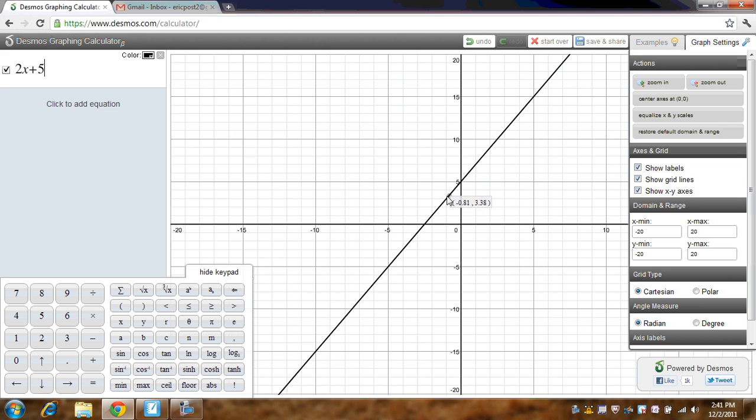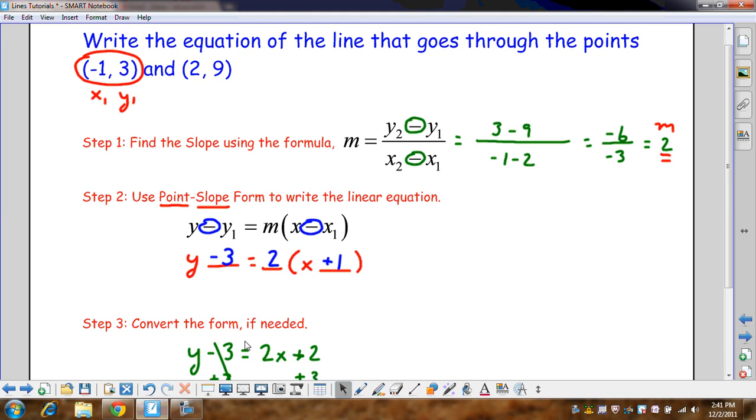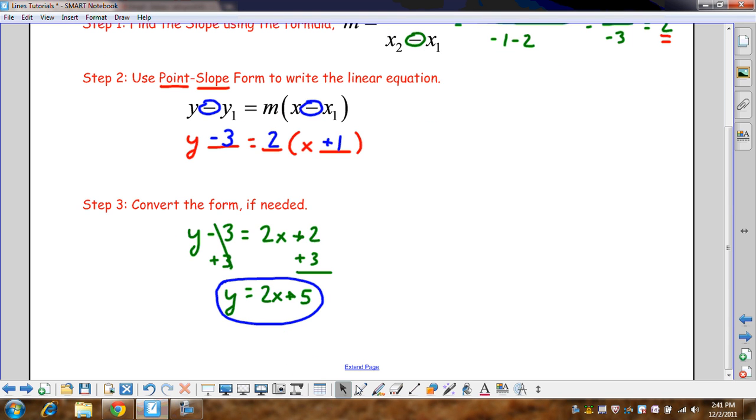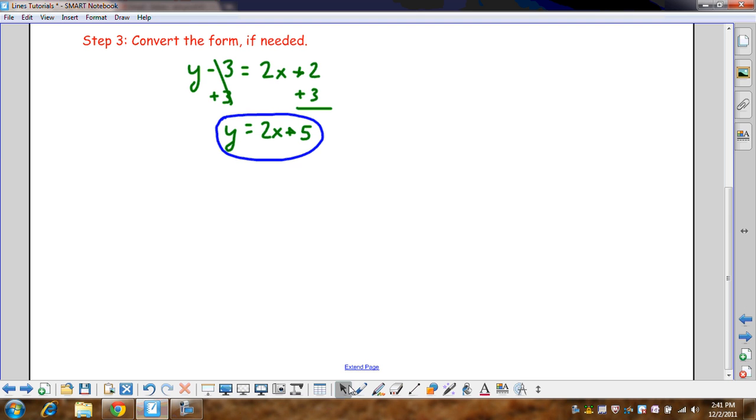And here's what I'm going to look for. I want to see if that line is going through the 2 points that were given, -1, 3 and 2, 9. So I'm going to follow this graph and look for 2, 9 right there. Perfect. And I'm going to look for the other point, which was -1, 3. And there it is. So the fact that my line, 2x plus 5, is in fact going through the 2 points that were given to me tells me that I've done my slope-intercept form correctly.